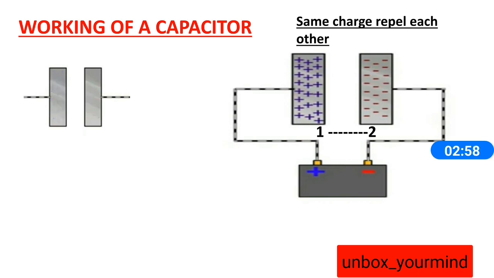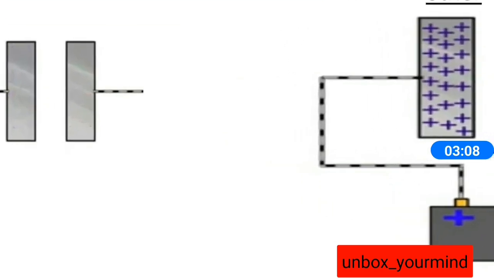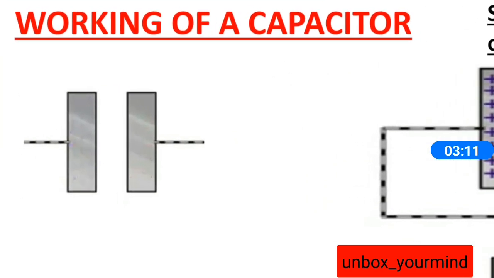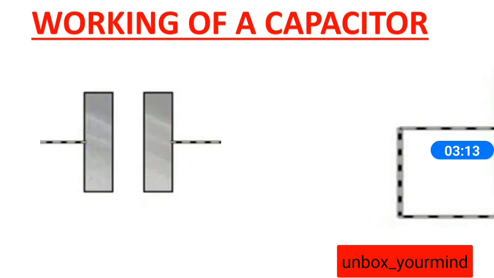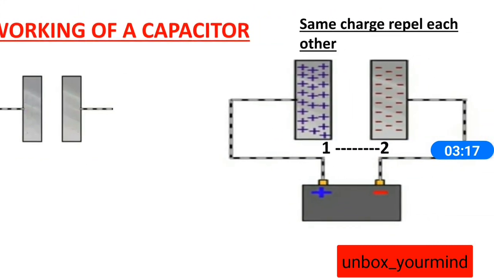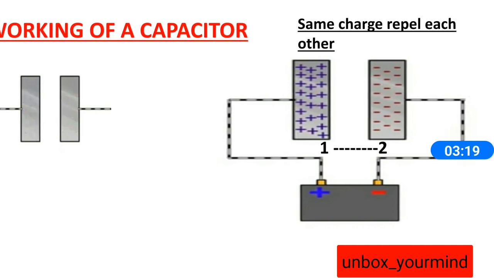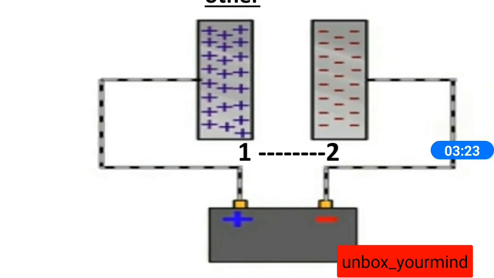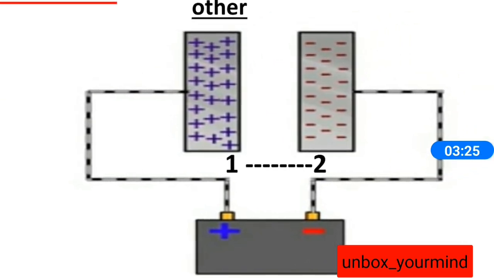So here comes the working of a capacitor. The working of the capacitor is actually a beautiful concept. We'll consider two parallel plates, simply parallel plates. In any material, all the atoms will be in a neutral state, but if we connect a potential across the plates, then electrons will start flowing towards the negative plate.